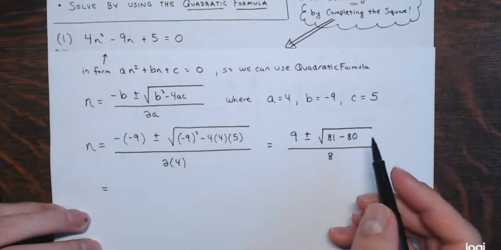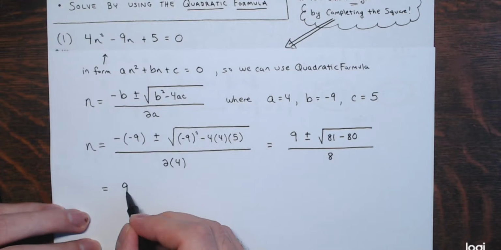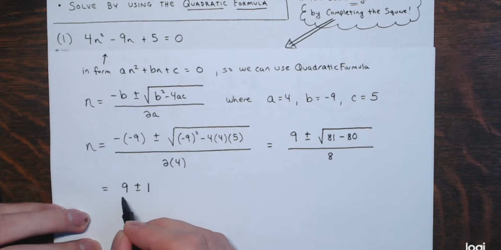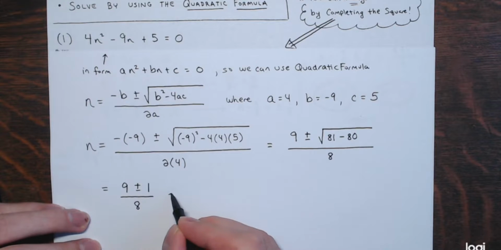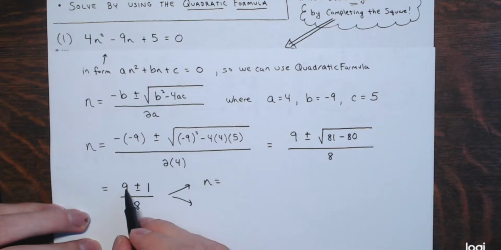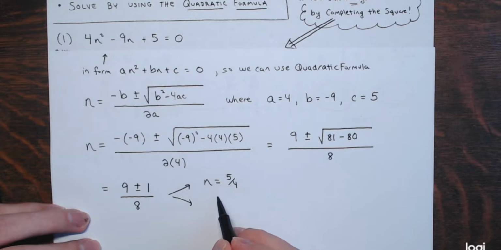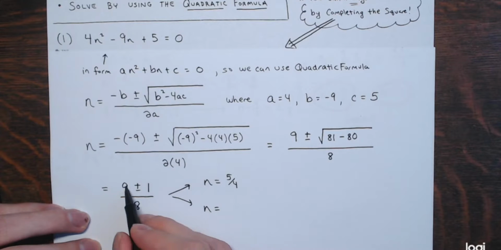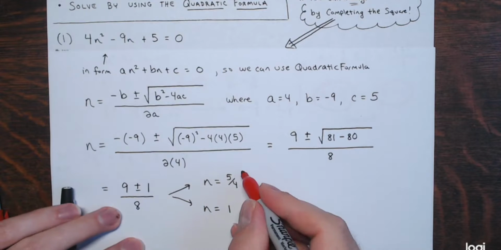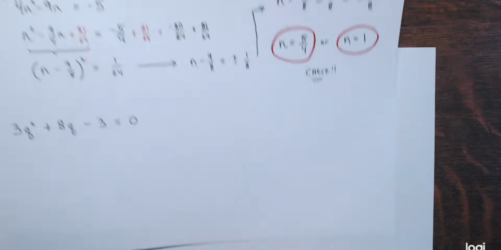And I hope you see that this is just the square root of 1, which is 1. So we end up with 9 plus or minus 1 divided by 8, which gives me the two solutions. n equals 9 plus 1, 10 divided by 8, which is 5/4. And n equals 9 minus 1 is 8 divided by 8, which is 1. And I get the exact same solutions that I got earlier using the complete the square method, right?